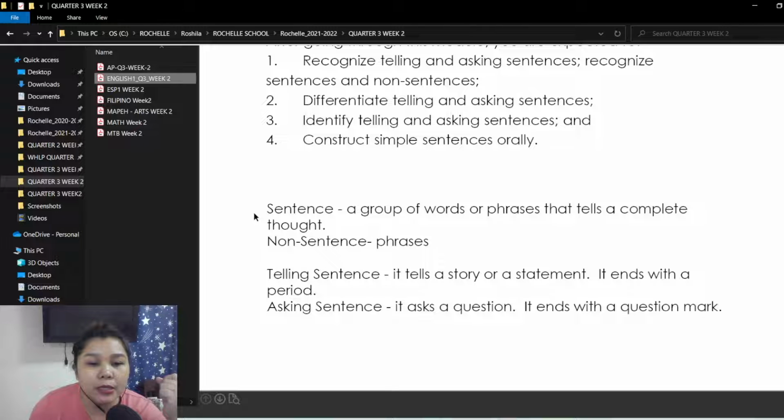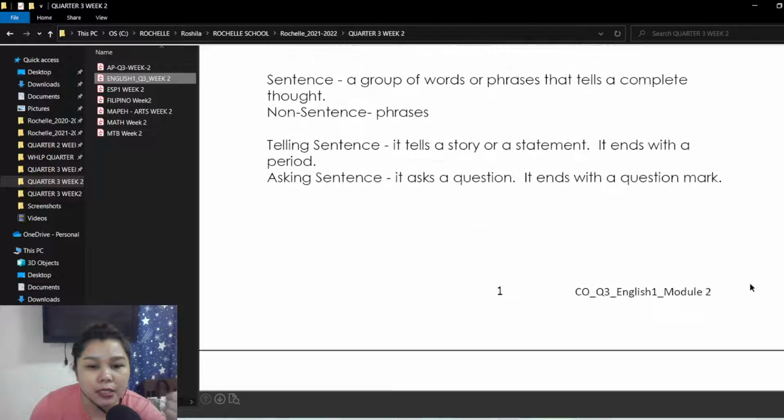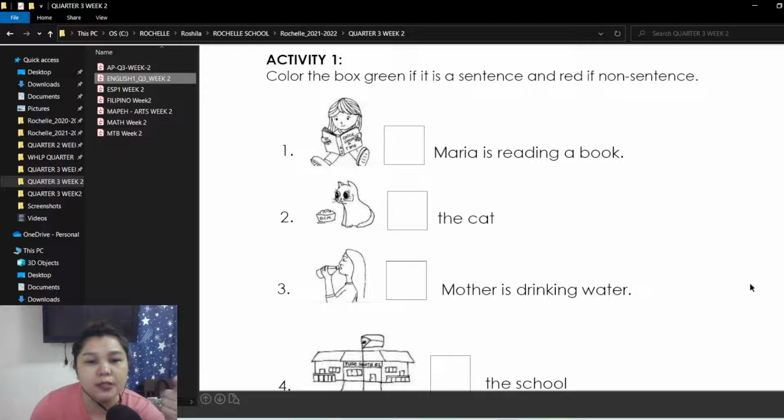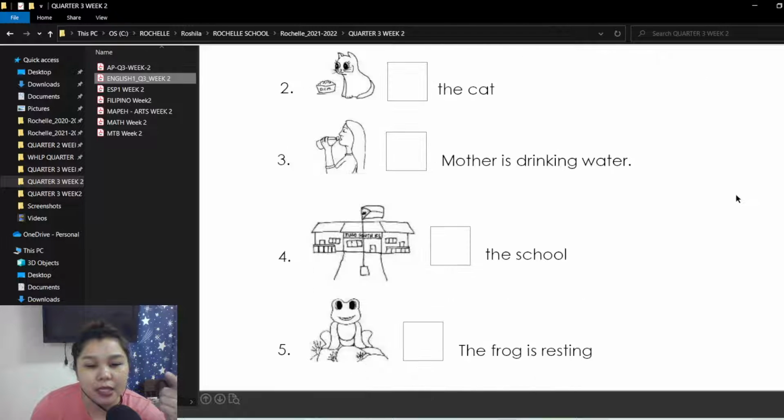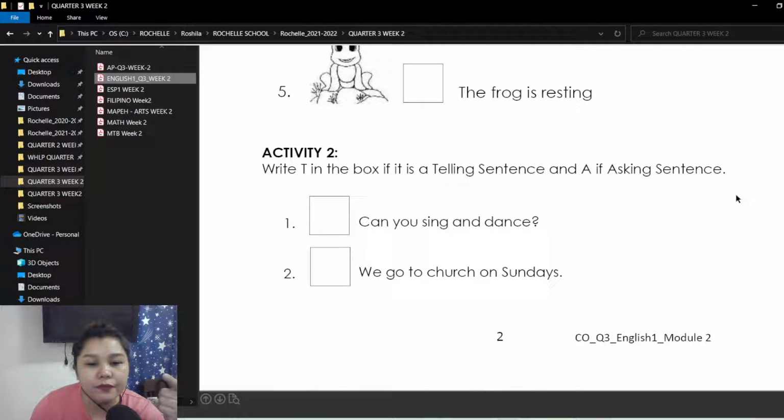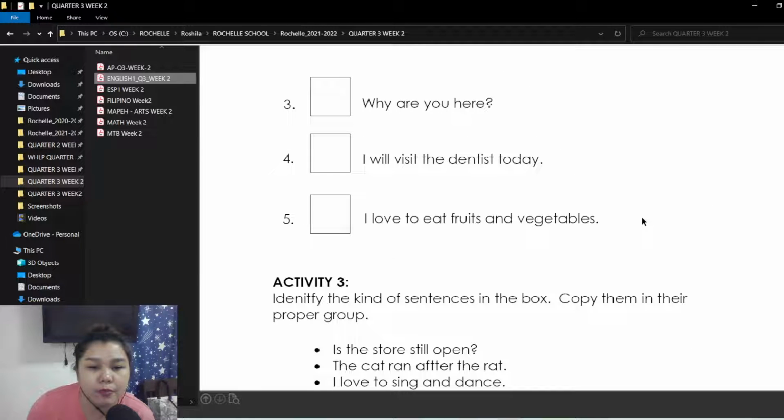So dito naman, there are 4 words under vocabulary. So, pinaliwanag ko anong sentence, anong non-sentence, anong telling sentence, and then ano ang asking sentence. And then activity 1, color the box green if it is a sentence and red if non-sentence. So, that's 1 to 5. For activity 2 naman, write T in the box if it is a telling sentence and A if asking sentence. So, 1 to 5 continued on the next page.